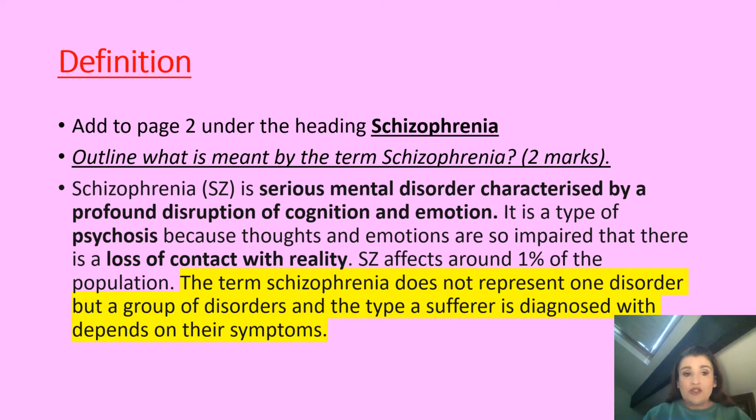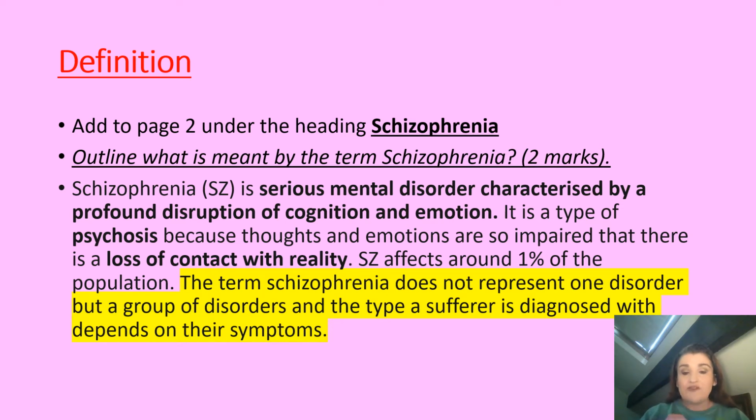Okay, so on page 2, under the heading schizophrenia, can you just place this exam style question? As always, you could be asked for definitions, so outline what is meant by the term schizophrenia. It could be 2 marks, you could be given a scenario to apply, but basically schizophrenia is a serious mental disorder and it is characterised by profound disruption of cognition and emotions, so thought processes and emotions as well. And we'll be looking at the different characteristics of that in a bit.